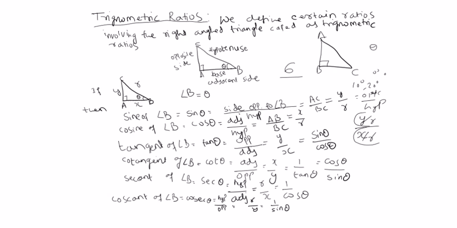Next ratio is cotangent of angle B, that is cot theta, which can be defined as adjacent by opposite, that is x by y. If we observe the tan theta, it is y by x and this is x by y. So we can write 1 by tan theta. Next comes secant of angle, that is secant theta equal to hypotenuse by adjacent, that is r by x. So it is reciprocal to cos theta, we can write 1 by cos theta. Next cosecant will be hypotenuse by opposite, r by y, which is reciprocal to 1 by sin theta.